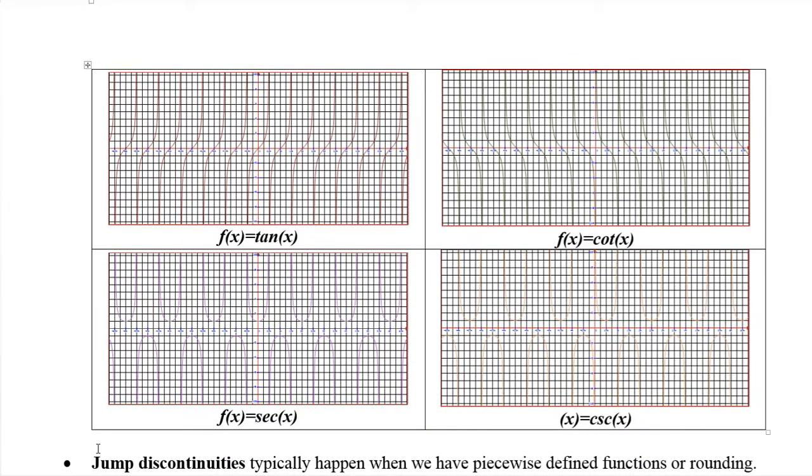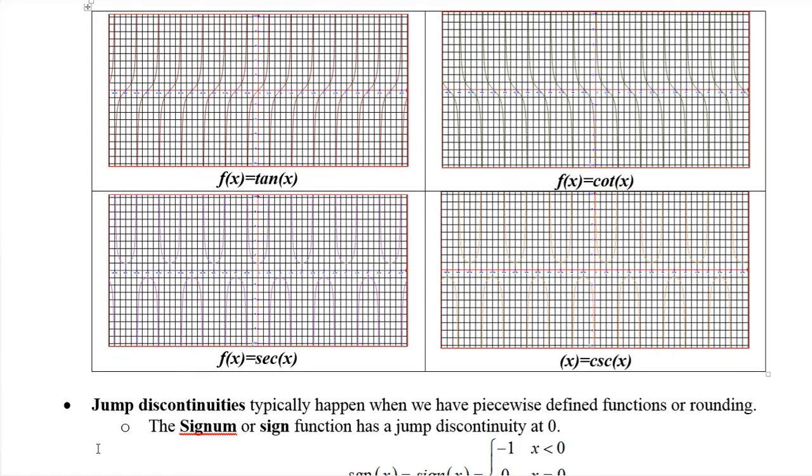Now, in fact, here are the graphs. There's tangent, cotangent, secant, cosecant. You can see those, and you can see the vertical asymptotes. Now, jump discontinuities typically happen when we have piecewise defined functions or we have some kind of rounding involved.